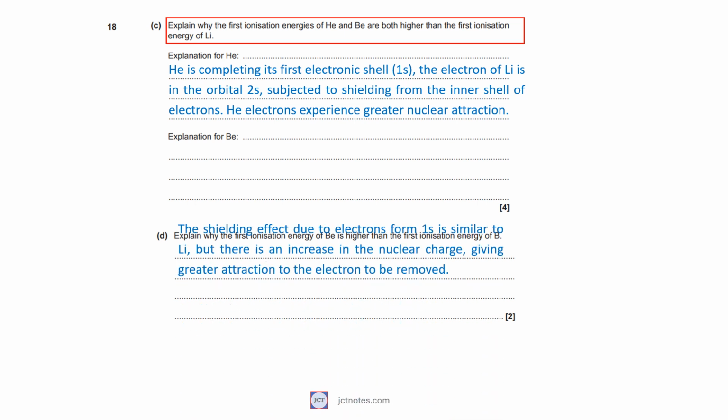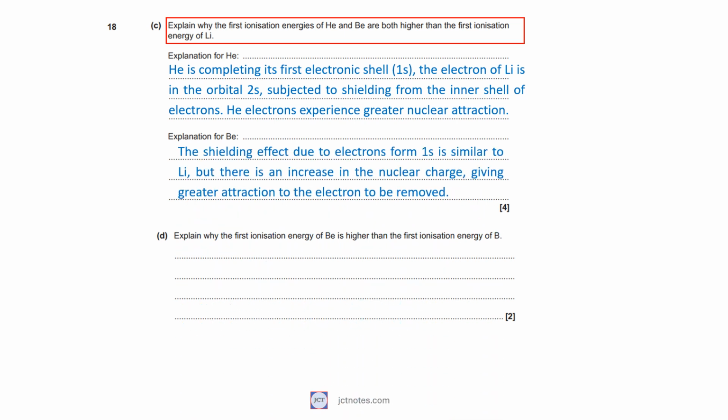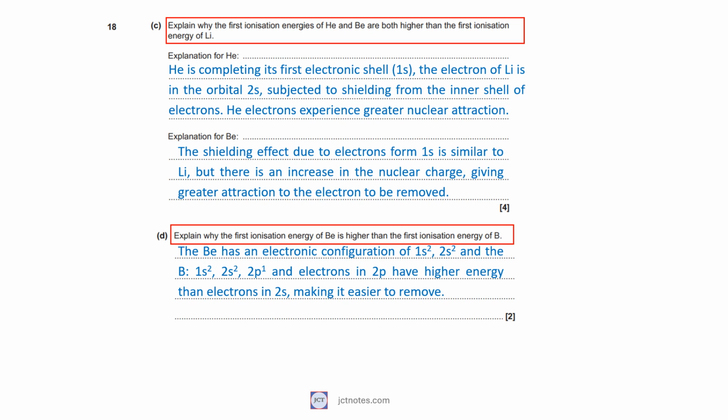In the case of beryllium, the shielding effect due to electrons from 1s is similar to lithium, but there is an increase in the nuclear charge, giving greater attraction to the electron to be removed. In question 18d, we need to explain why the first ionization energy of beryllium is higher than the first ionization energy of boron. The beryllium has an electronic configuration of 1s2, 2s2, and the boron, 1s2, 2s2, 2p1, and electrons in 2p have higher energy than electrons in 2s, making it easier to remove.